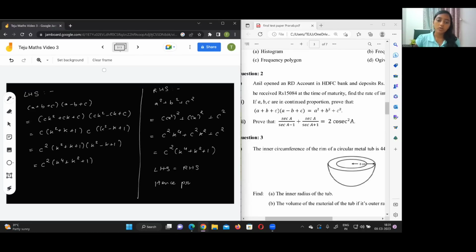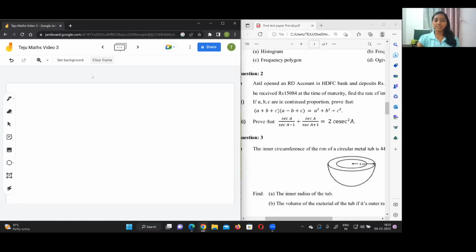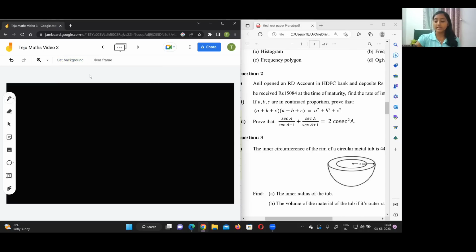One mistake which a lot of people make is that even if they know they have not been able to prove it right, they just write LHS is equal to RHS, hence proved. A lot of examiners do notice that and they deduct even more marks for that. So please be careful. The next question is a proving question again.